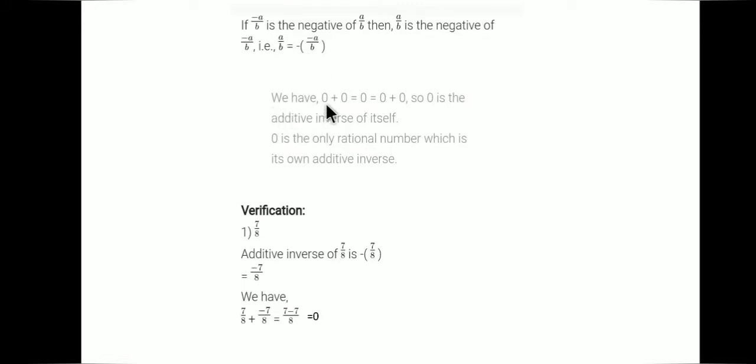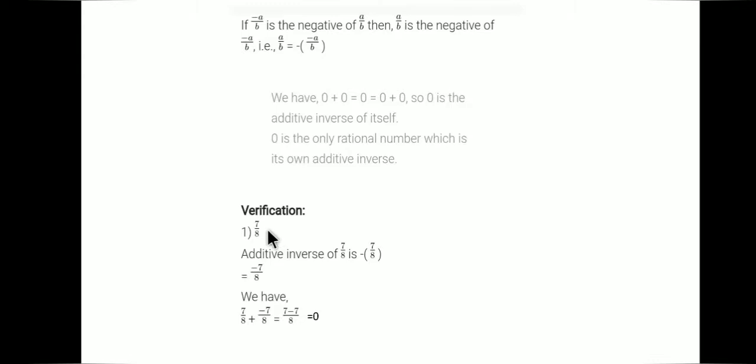We have 0 plus 0 is equal to 0, which is equal to 0 plus 0. That means the sum of two zeros is 0, even if we change the order. So 0 is the additive inverse of itself. 0 is the only rational number which is its own additive inverse.